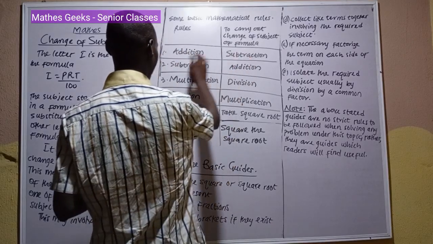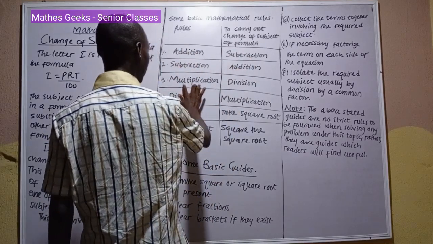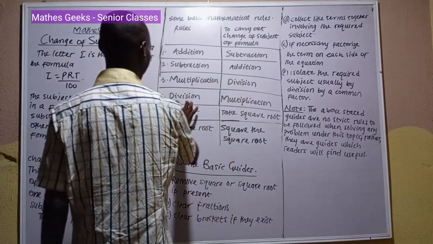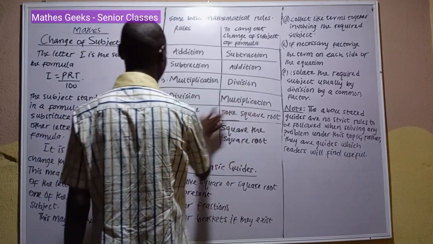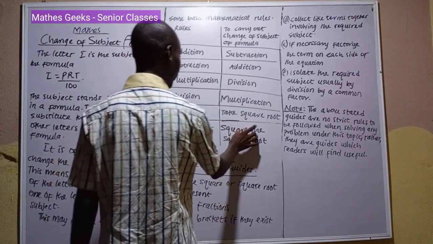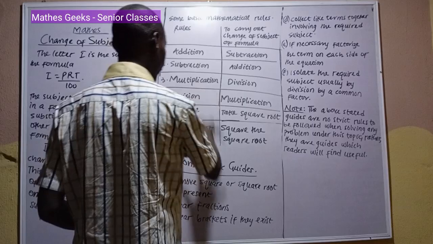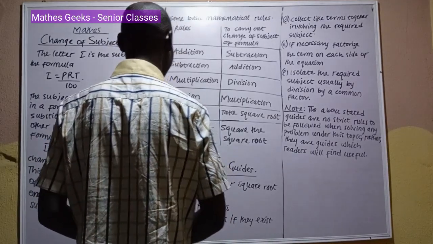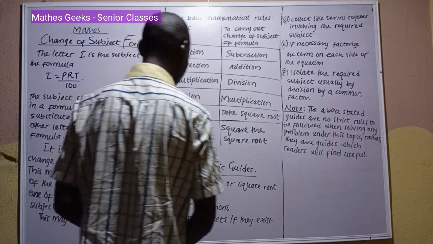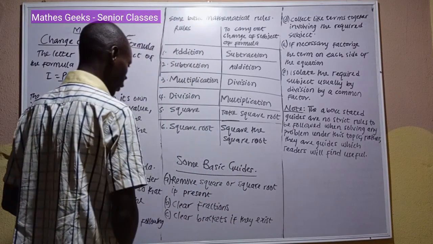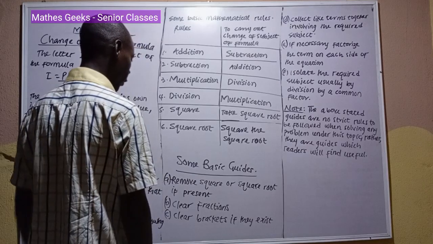Addition is subtraction. Subtraction, the opposite is addition. For multiplication, the opposite is division. For division, the opposite is multiplication. For square, the opposite is taking the square root. And for square root, the opposite is squaring. So by the time we take examples, all of these principles will be applied. So let's look at some basic guides that should be guiding you when you are carrying out change of subject of formula.